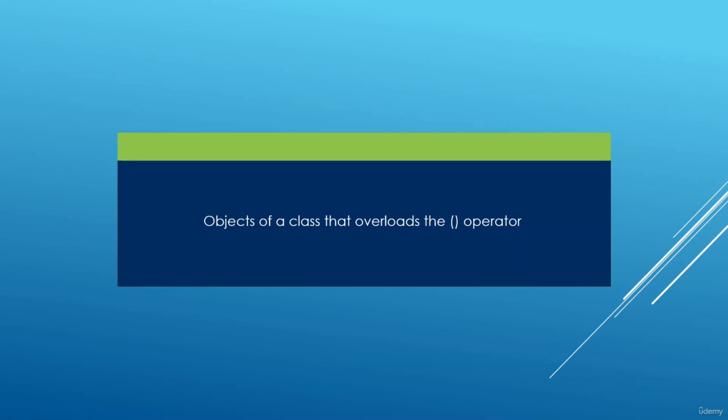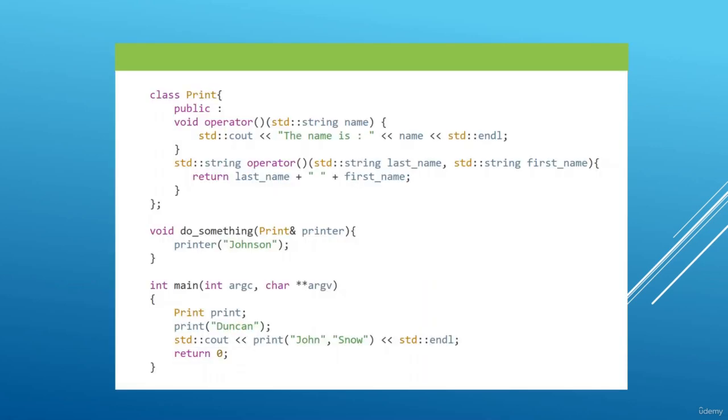To really explain this, we're going to look at an example. Here we have a class called print, and inside we have a bunch of operators overloaded. Our operator is the function call operator, as you see here, and you overload it following the same rules we follow for the other operators. We say operator, and we say which operator we want to overload here.